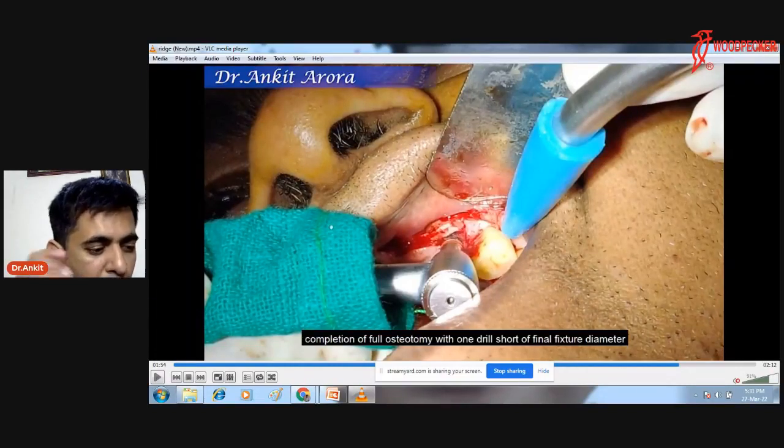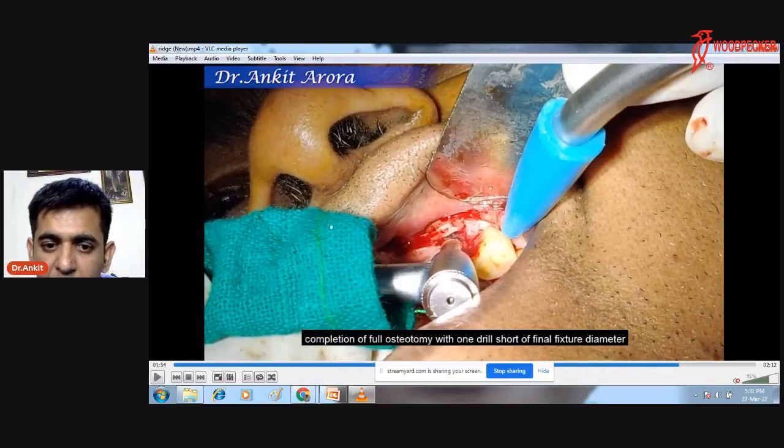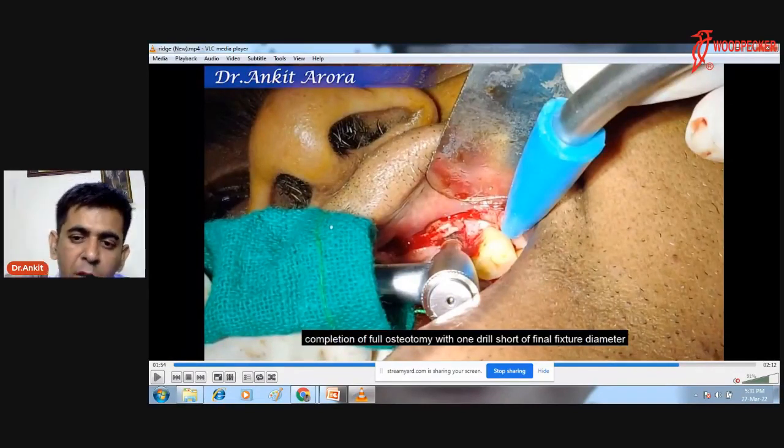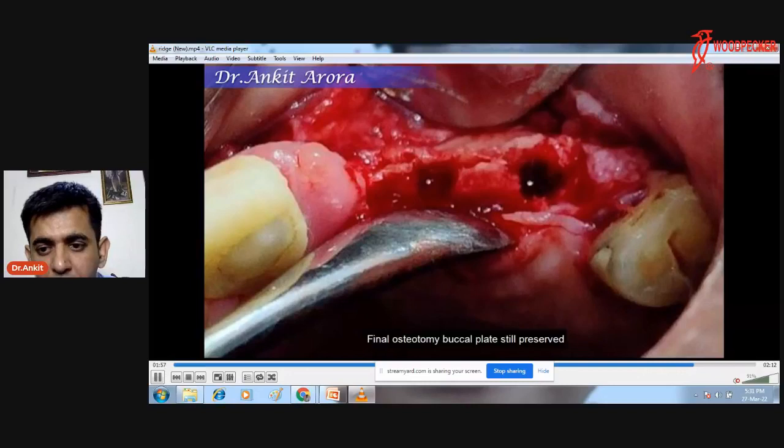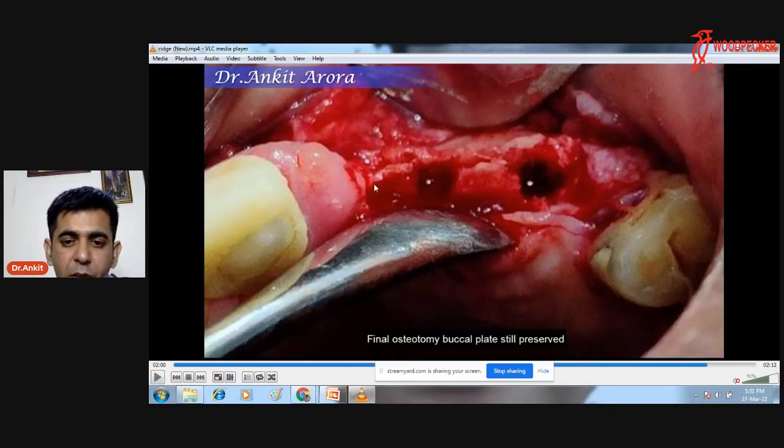At the same point of time, what we noted is, if we drill the osteotomy one drill short of the final fixture diameter, then obviously we'll get proper implant stability in the form of torque. We'll have good fixation with the implant, and obviously we'll have good bone implant contact in and around the implants, right? This is how the osteotomy is finished, and in the final osteotomy you can very well see that we have preserved the buccal cortex.